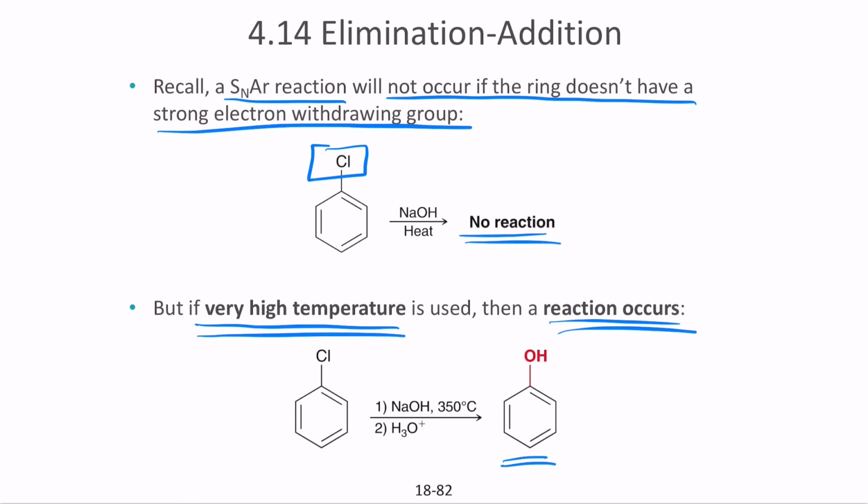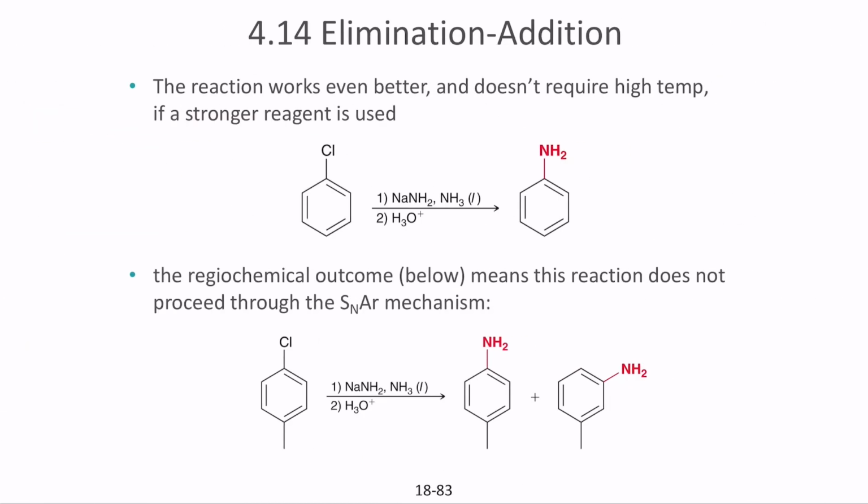So this is one of the processes by which you can create phenol, but we do not use it often because of the high temperature required, and it's not easily done. Next, the reaction works even better and doesn't require high temperature if a strong reagent is used. One of the common reagents that is used is an amine group.